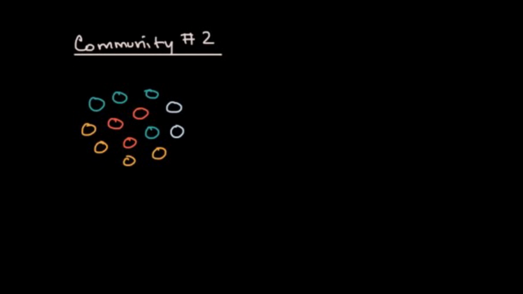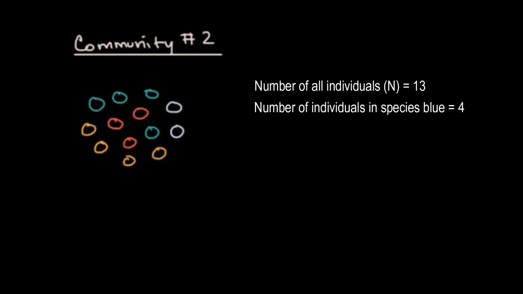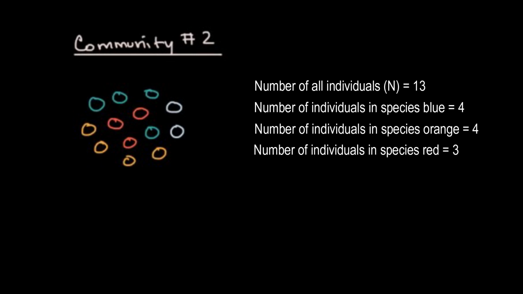Let's calculate first the number of all individuals. We got 13. Next, the number of individuals in the species blue is 4. Next, the number of individuals in species orange is 4. Next, the number of individuals in species red is 3. And the last one, the number of individuals in species white, is 2.